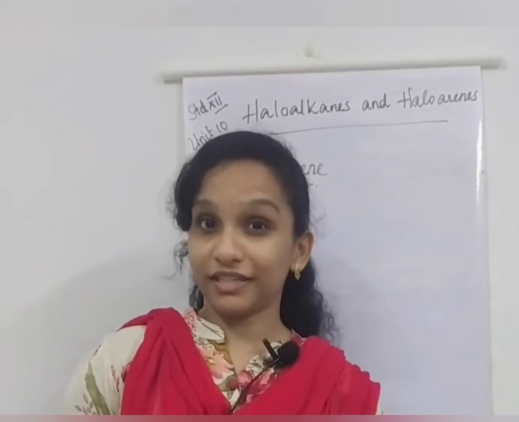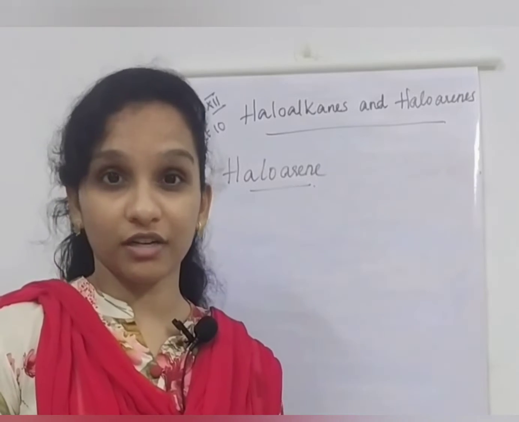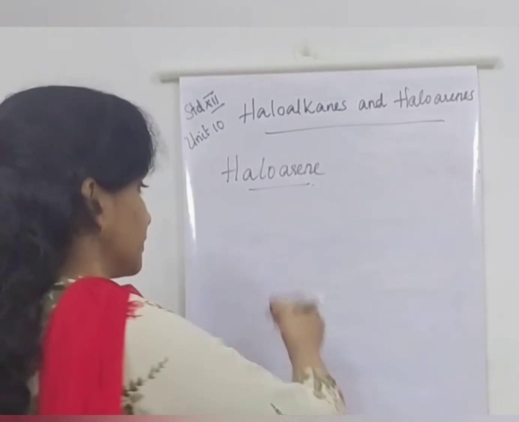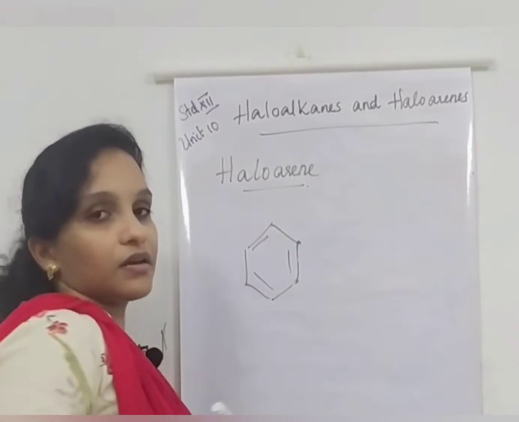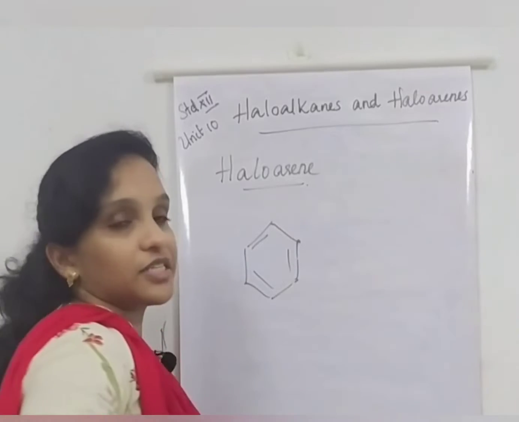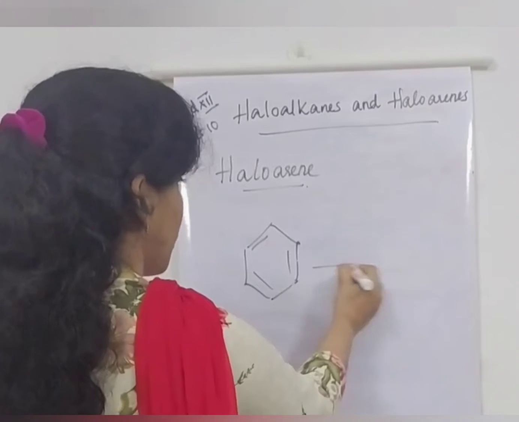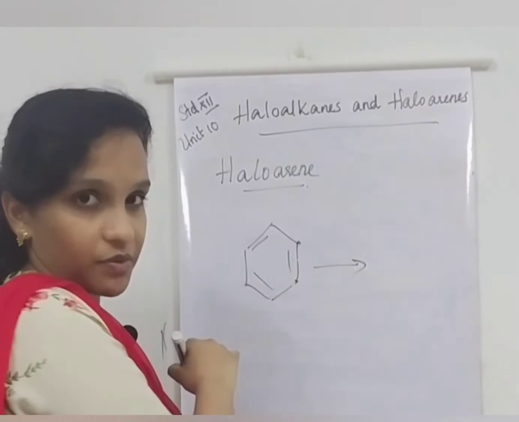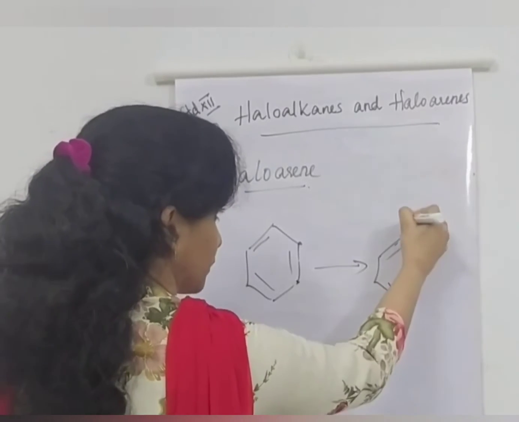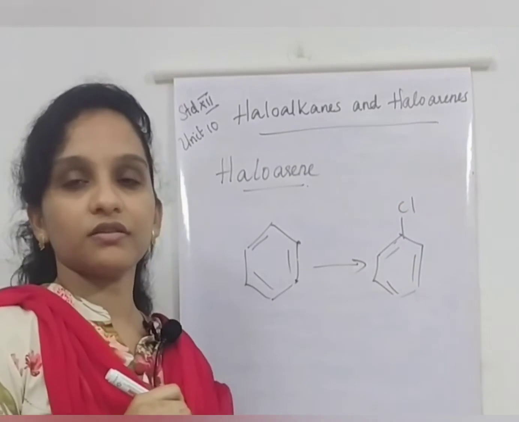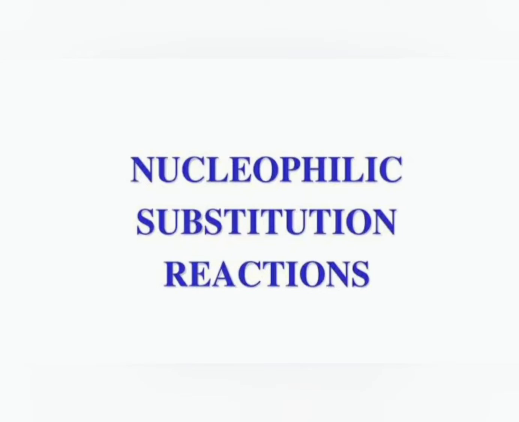Now what are haloarenes? Can you give me an example of an aromatic hydrocarbon? Yes, benzene. The hydrogen atoms in benzene are replaced by a halogen, right? One or more hydrogen atoms will be replaced by a halo group. So this is known as chlorobenzene, and this is a haloarene.